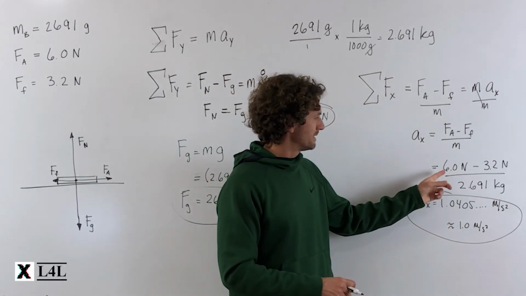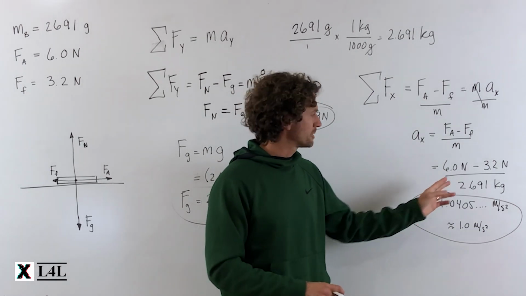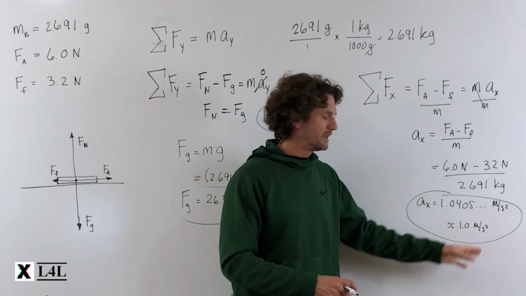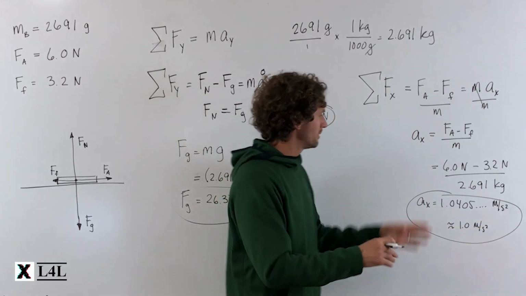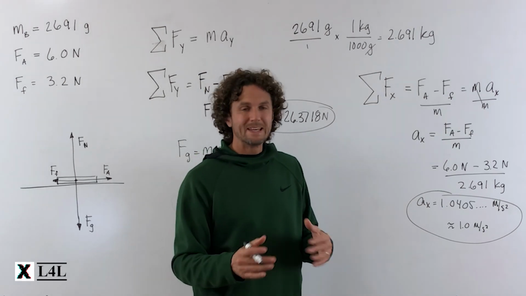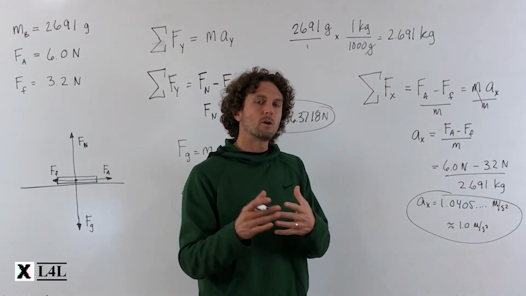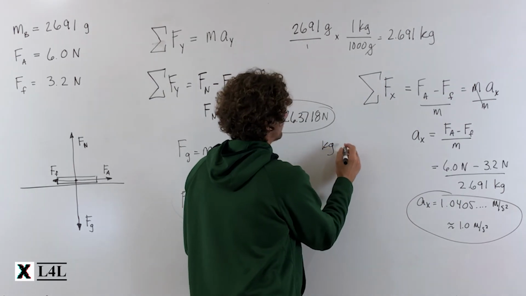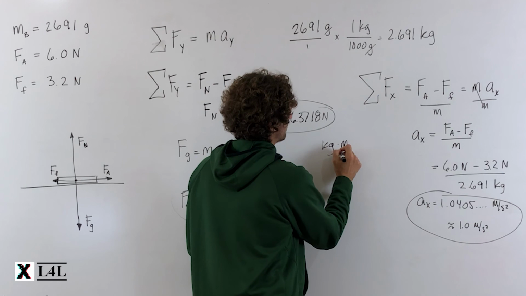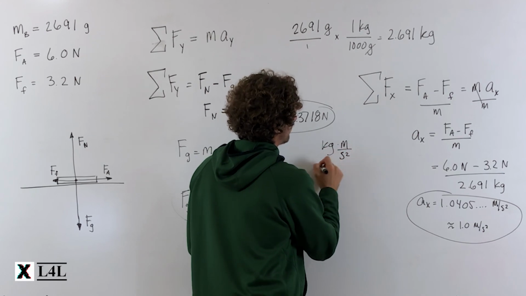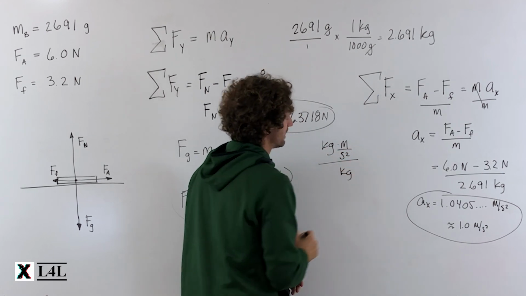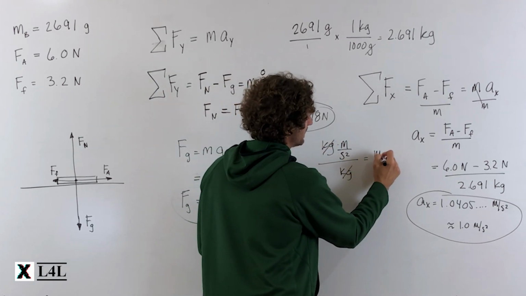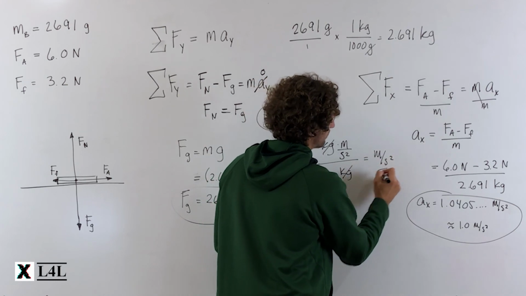Don't forget, the units are going to be a little funny for you at first. We got newtons divided by kilograms. How is it that we ended up with meters per second squared? Well, let's take a look at that. We know that a newton is a kilogram meter per second squared. So on the top here we have kilogram meter per second squared all over kilograms. So the kilograms cancel out and what we're left with is just meters per second squared for our units for the acceleration.